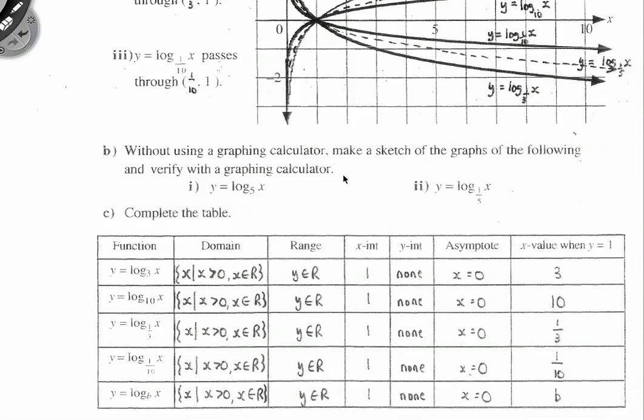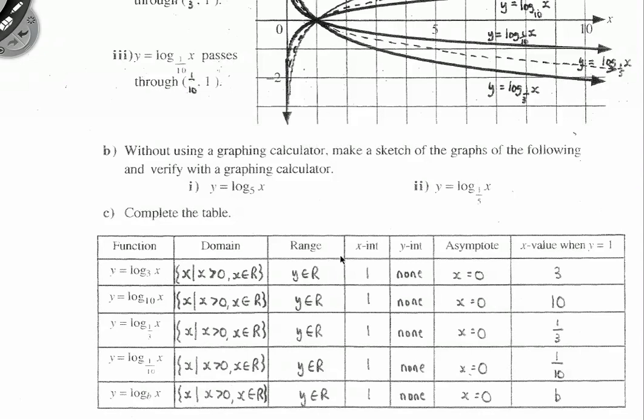X-intercept: the x-intercept's always at (1, 0), so always at 1. Y-intercept: it never crosses the y-axis, as long as it's in this format, in other words, as long as it's log of a number. If we put log of, and we had a bracket here, x minus 1, then it would shift the graph to the right. If it was x plus 1 in brackets here, it would shift the graph to the left. So yes, that would make a difference.